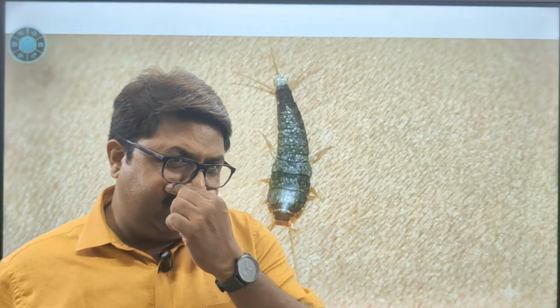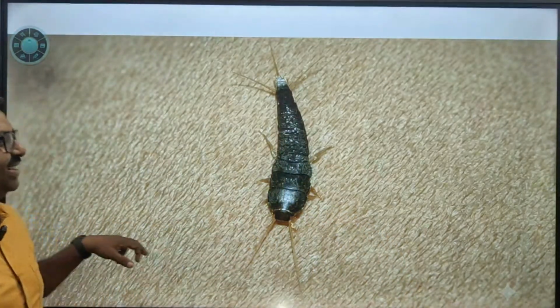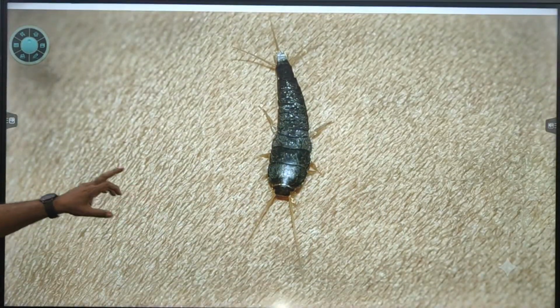Clear? Silver fish. There is a game called Elytra. These games are made by human beings, not robots. Elytra is needed for flying. So now you got the idea. All games come from where? From science only, from biology, from Ujjal sir. Clear? This is silverfish, bookworm.